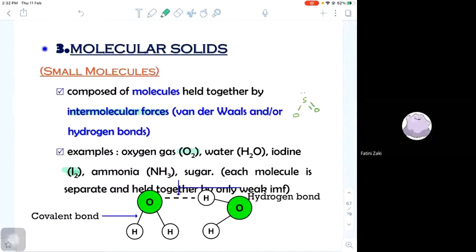But for the molecules that can form hydrogen bond like H2O and ammonia, the types of intermolecular forces that hold them are dispersion, dipole-dipole, and also hydrogen bonding.